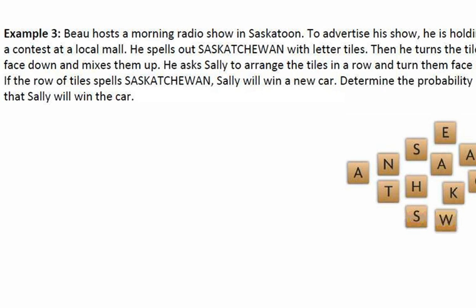Bo hosts a morning radio show in Saskatoon. To advertise his show, he is holding a contest at a local mall. He spells out Saskatchewan with letter tiles. Then he turns the tiles face down and mixes them up. He asks Sally, his assistant, to arrange the tiles in a row and turn them face up. If the row of tiles spells Saskatchewan, Sally will win a new car. Determine the probability that Sally will win the car.